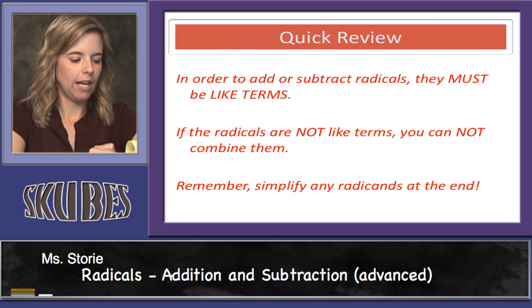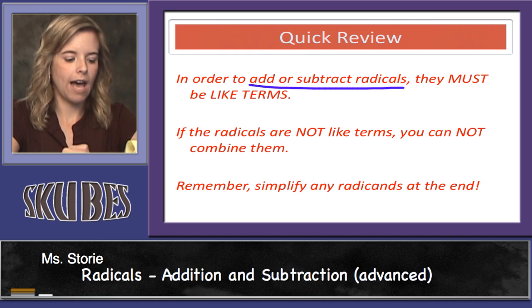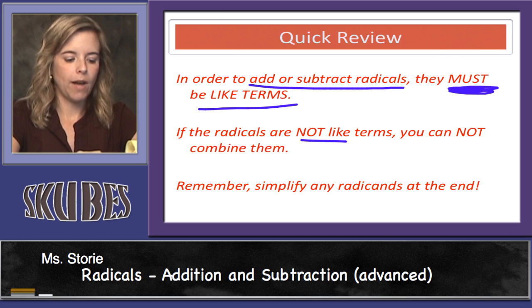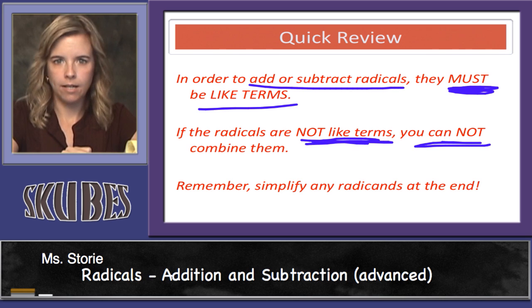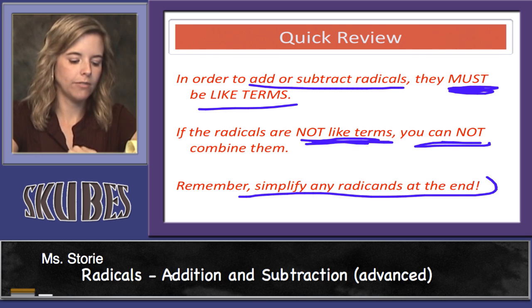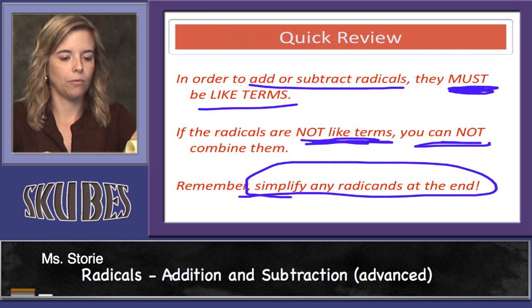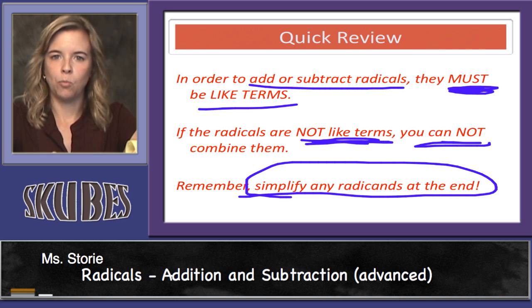Quick review. In order to add or subtract radicals, they absolutely must be like terms. If the radicals are not like terms, you cannot combine them at all. Remember, you have to simplify any radicands that you have, and you can either simplify them at the beginning or you can simplify them at the end. And that's our lesson for radicals, adding and subtracting a more advanced look.